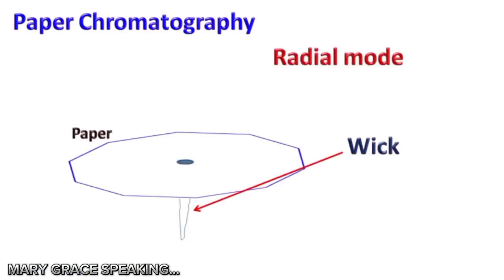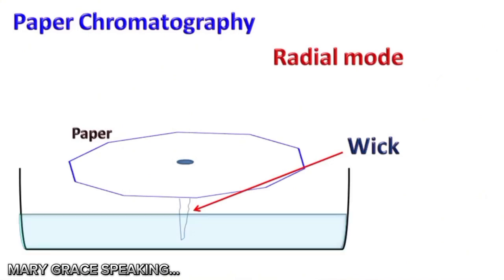Now, in the case of radial paper chromatography, a wick is attached at the center of a circular paper. This wick remains submerged in the mobile phase. The wick absorbs the mobile phase solvent by capillary action. As the mobile phase moves throughout the paper in a radial fashion, the separation of the sample occurs radially.